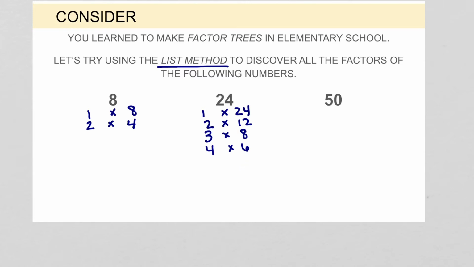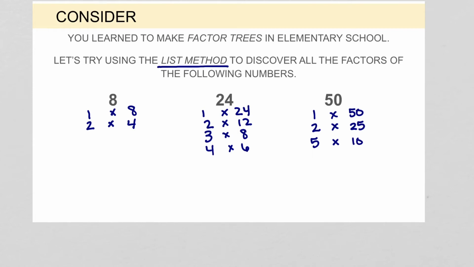Without repeating anything. Finally, my last number, 1 and 50. 2 times 25. 3, does 50 get divided by 3 evenly? Nope. What about 4? 50 divided by 4, no, that doesn't come out even. 5, yeah, 5 does. 5 times 10 is 50.